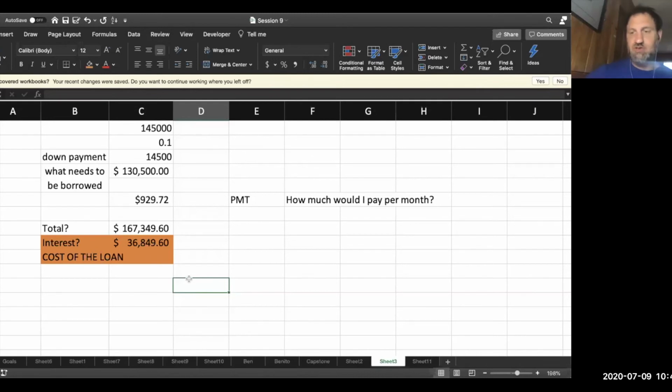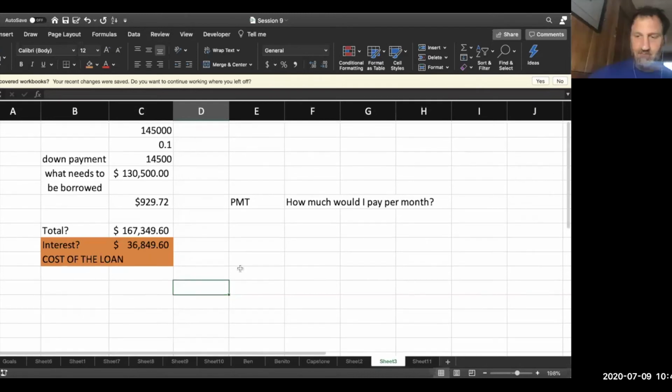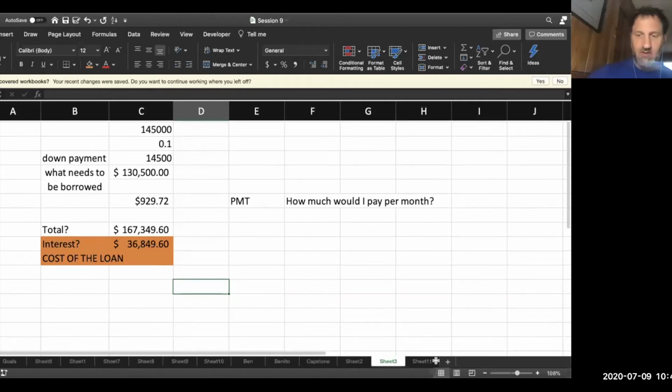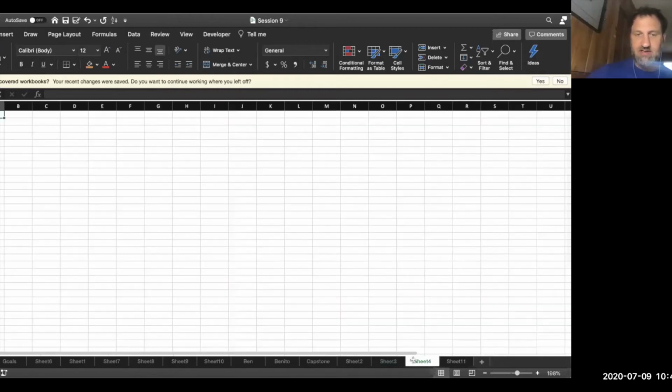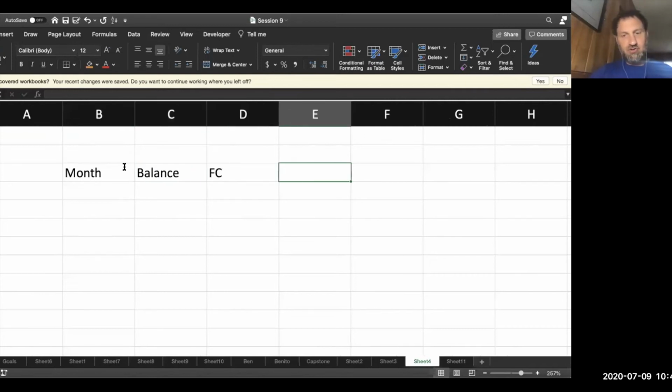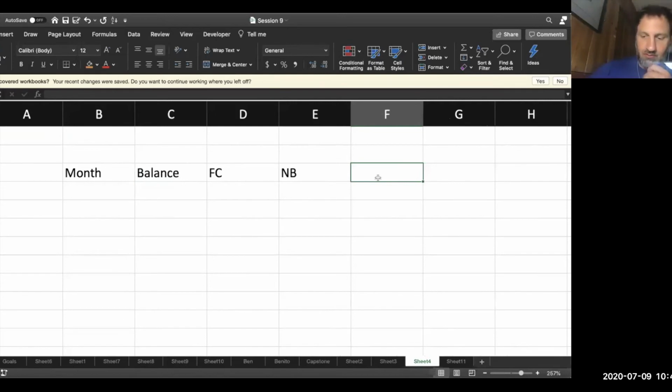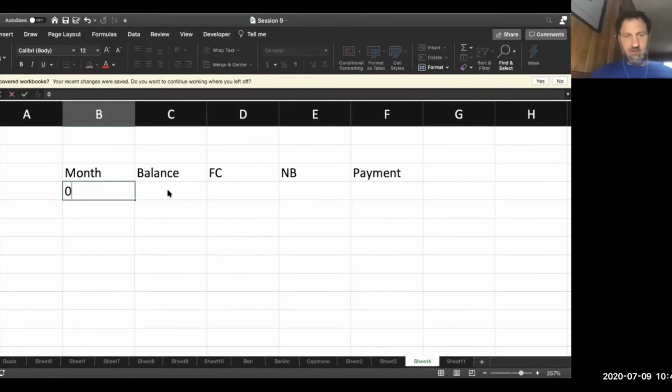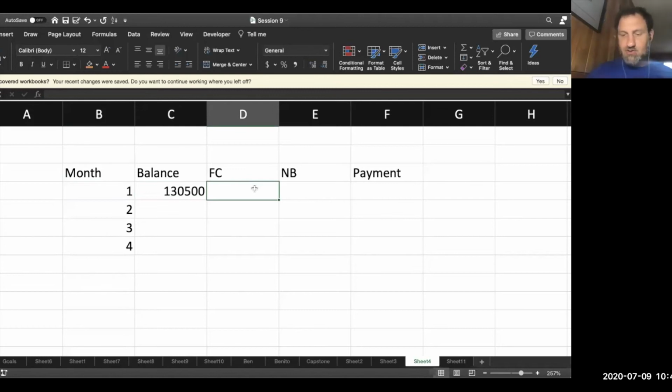And just to connect it back to the payoff, which is that table that we built, you have the month, you have the balance, you have the finance charge, you have the new balance, you have the payment. So start off month 0, or we can start in month 1. Balance is 130,500. How do we calculate the finance charge?